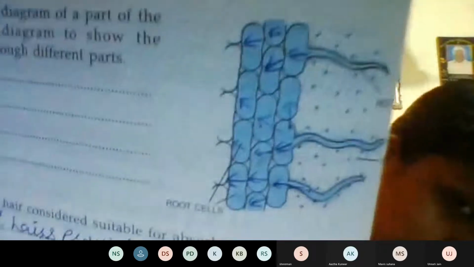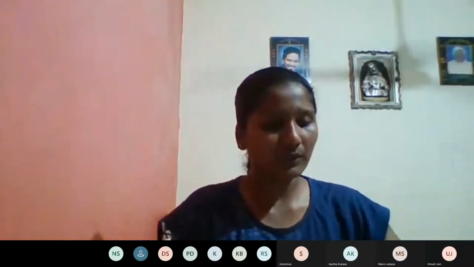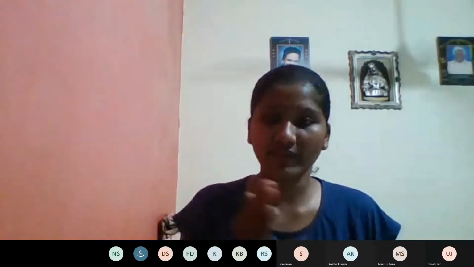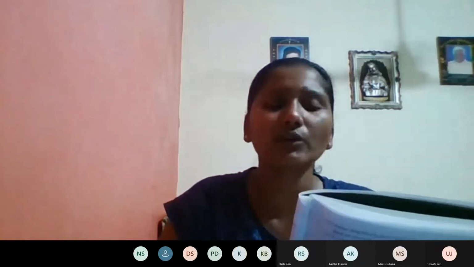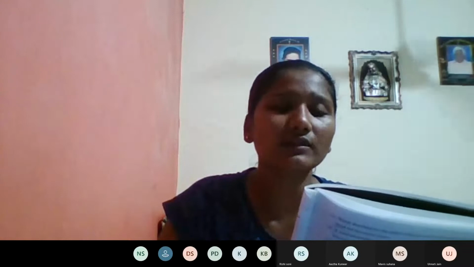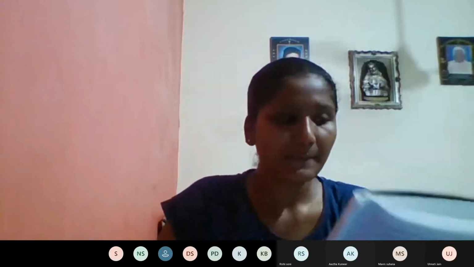Everyone, can you see? Yes, ma'am. Yes, you have to draw. Okay. So you put one arrow in one cell on your left hand side. That means the arrow should be pointed towards left, not right, because it's from root hair to root cells, and root cells is on the left side. So you have to put one arrow in the left hand side.